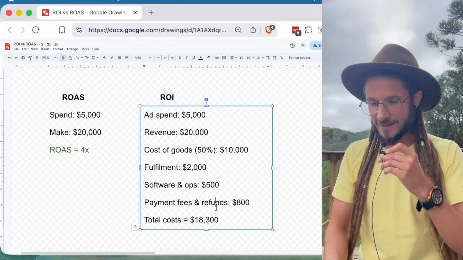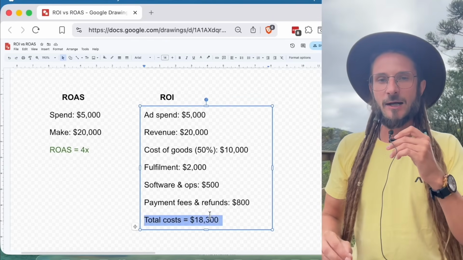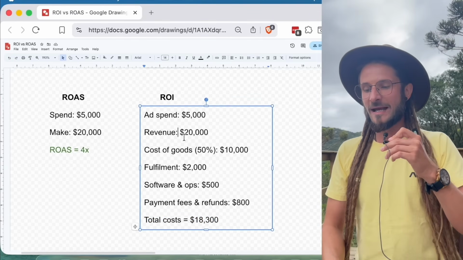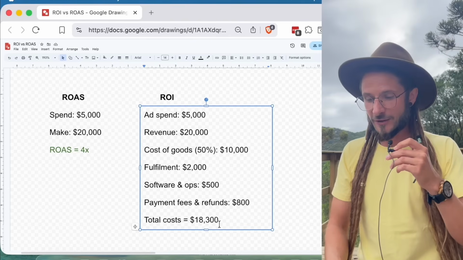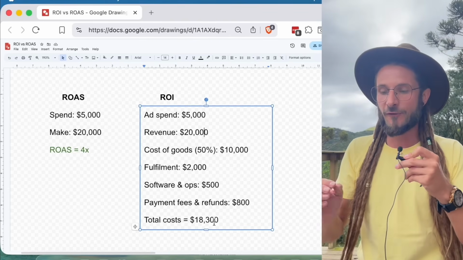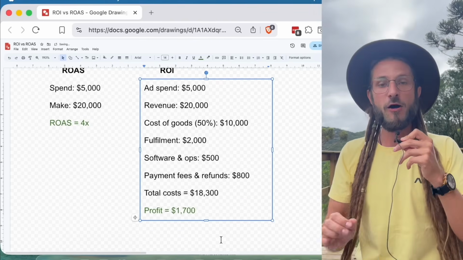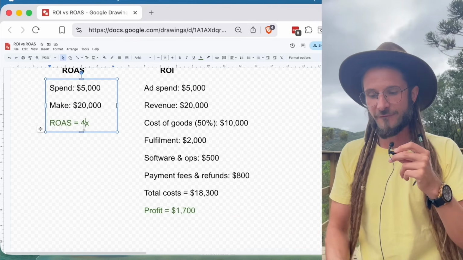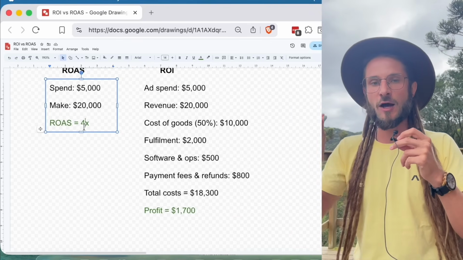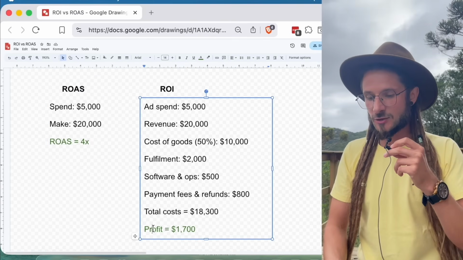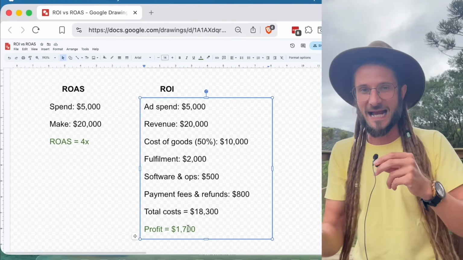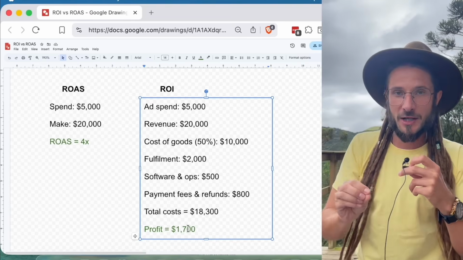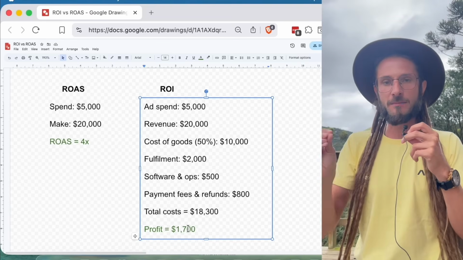So as you can see here, the total cost to the business was $18,300. Now, what does that mean when we made $20,000 revenue? If it costs $18,300 to fulfill that $20,000 revenue, then the profit that we actually made was $1,700. Very different from the 4x return that we saw in our ROAS. So this is the true number. This is how much profit the ads have brought to the business, how much those ads have moved the needle for the bottom line of the business.